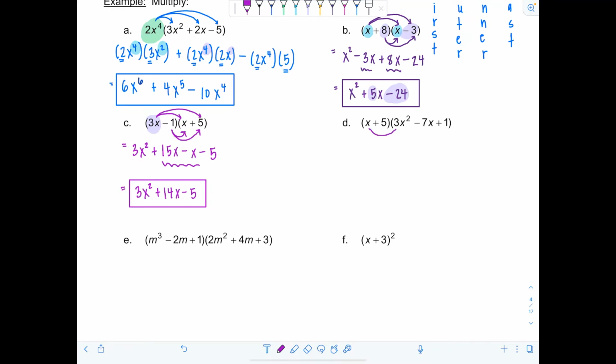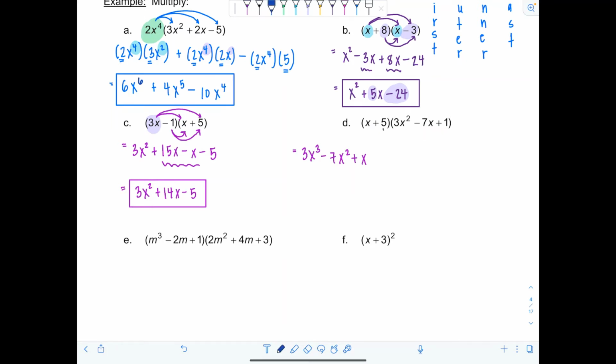So first take that x and you're going to distribute it across to everybody. Okay. So x times 3x squared, that's 3x cubed. x times -7x, that's -7x squared. And then x times 1, that's just plus x. All right, so now I'm done distributing x. I'm going to erase this so it doesn't get so messy.